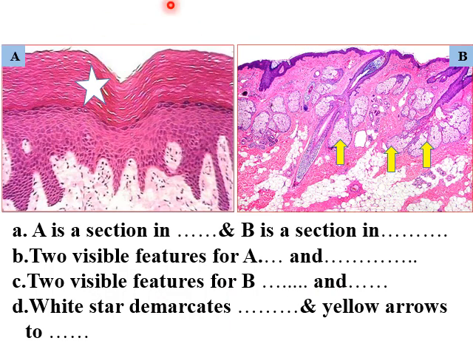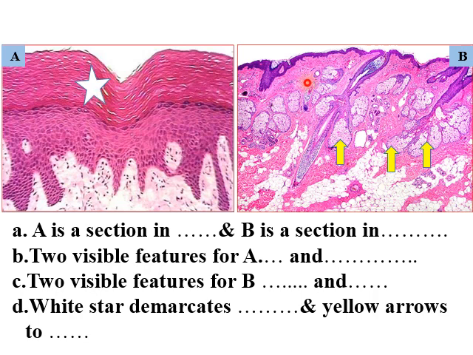Okay, dear student, these are two sections. One is one type of skin and the other is another type. Type A is thick skin. Why? Thick epidermis, thick horny layer, regular dermal papillae, no hair follicle, no sebaceous gland. The white star is the stratum corneum.